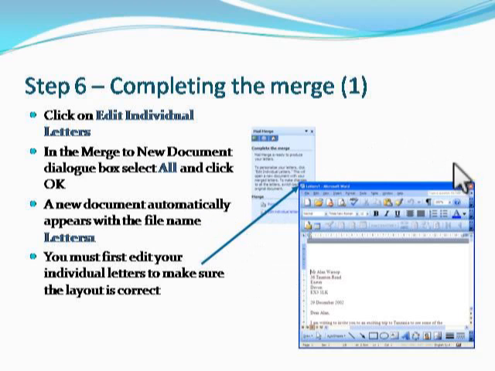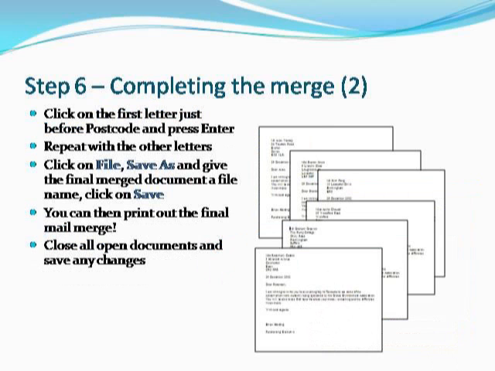A new document automatically appears with the file name Letters1. You must edit your individual letters to make sure the layout is correct. Now click on the first letter just before the postcode and press Enter. Repeat with the other letters. Click on File and Save As, give the name of your file and save.